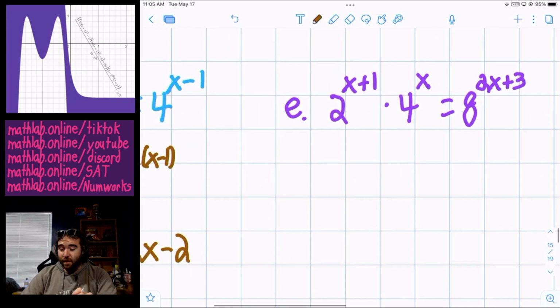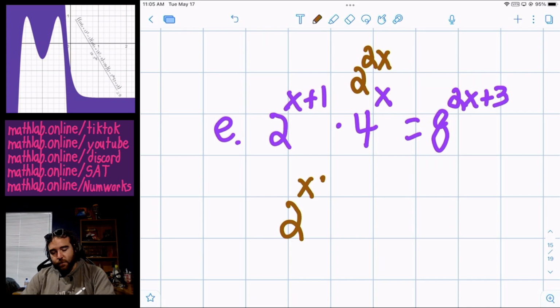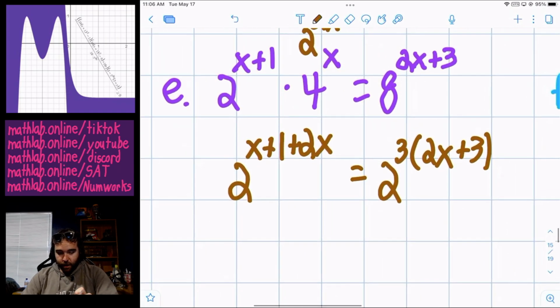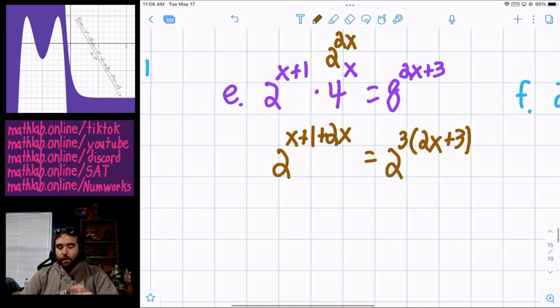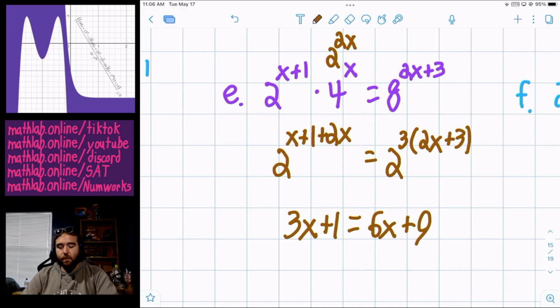Cool. We're going to do the same thing here. It's just a bit more involved. So this is 2 to the 2x. So when we add these, we're going to have 2 to the x plus 1 plus 2x equals 2 to the 3 times 2x plus 3. Wow. Okay. So we'll clean that up a little bit and compare the exponents. 3x plus 1 equals 6x plus 9.